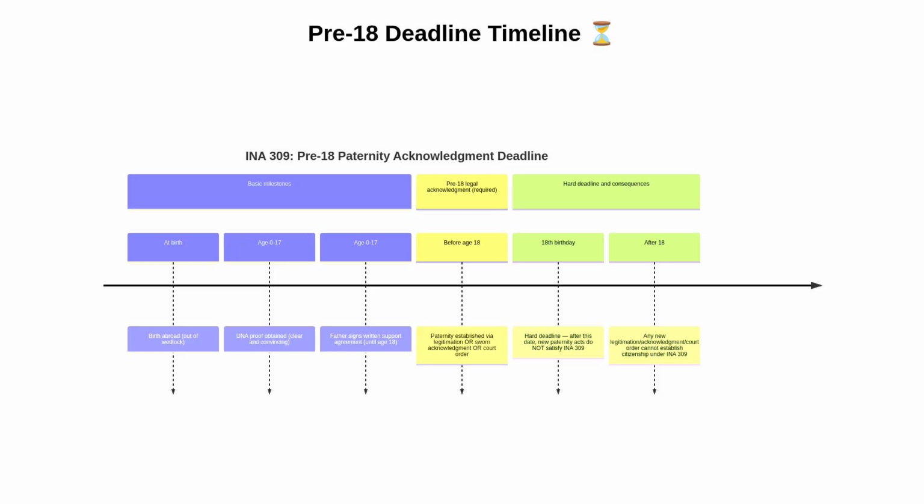This timeline illustrates milestone sequencing. First, the child is born abroad. Next, DNA proof may be obtained to demonstrate the biological relationship. Then, a written support agreement should be documented. Crucially, before the 18th birthday, paternity must be established by legitimation, a sworn acknowledgment, or a court order. The 18th birthday is a hard deadline. Any paternity establishment occurring after that date does not meet INA 309's requirement.